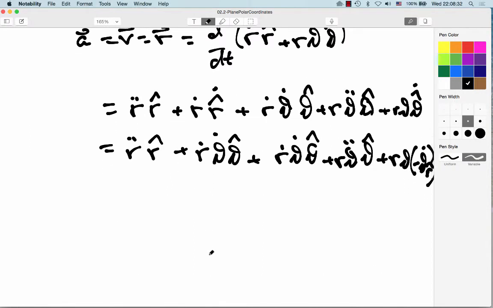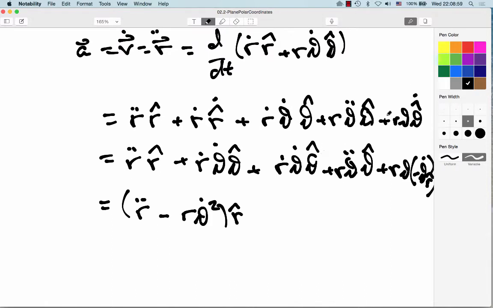So if we group them together, we've got two things with r hats. So we'll have an r double dot from here, and then from here we'll have a minus r theta dot squared r hat. Right. Oops, yeah, I forgot the theta dot right there and there.